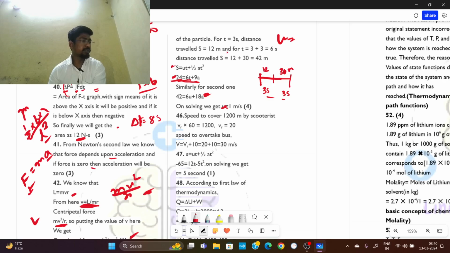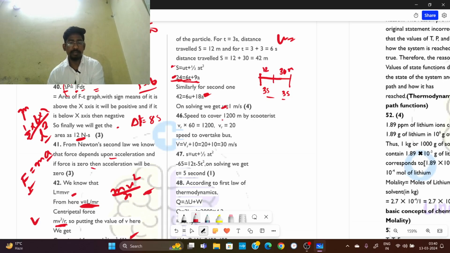46. A bus is moving with a velocity of 10 meter per second on a straight road. A scooter wants to overtake the bus in 1 minute. If the bus is at a distance of 1.2 kilometers ahead, find the velocity with which it has to chase the bus. It is like a thief and police numerical.